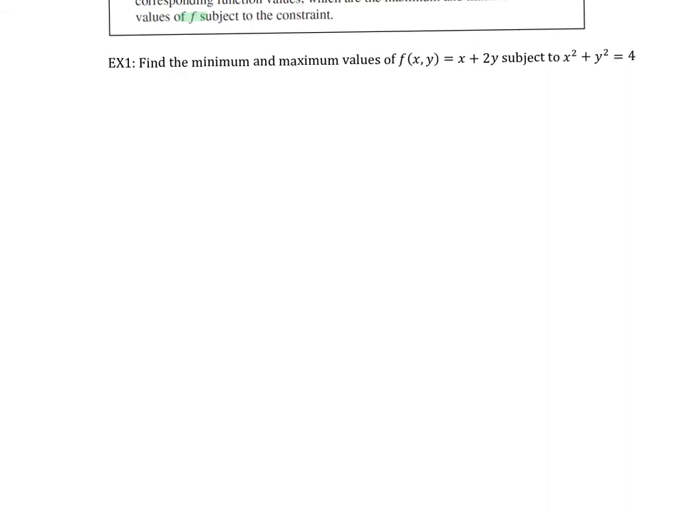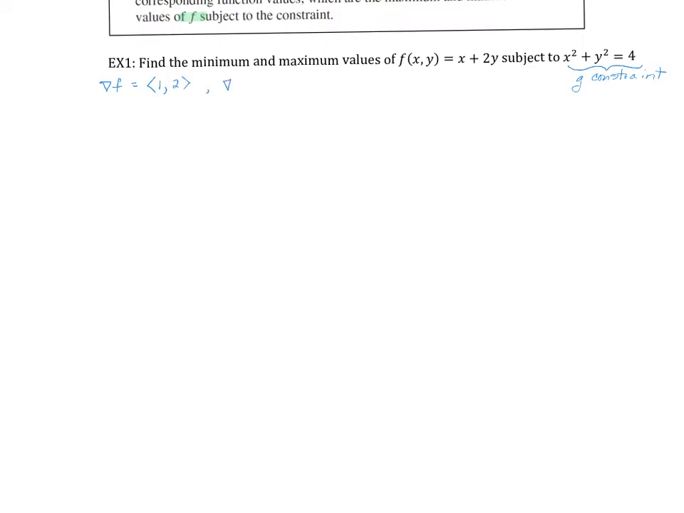Example 1, we want to find the minimum and maximum values of our function f, which is x plus 2y. It's subject to this constraint: x squared plus y squared is equal to 4. So this would be our constraint g. First thing I want to do is compute my gradient vectors for f and g. The gradient of f: partial with respect to x, that would be 1. Partial with respect to y is 2.